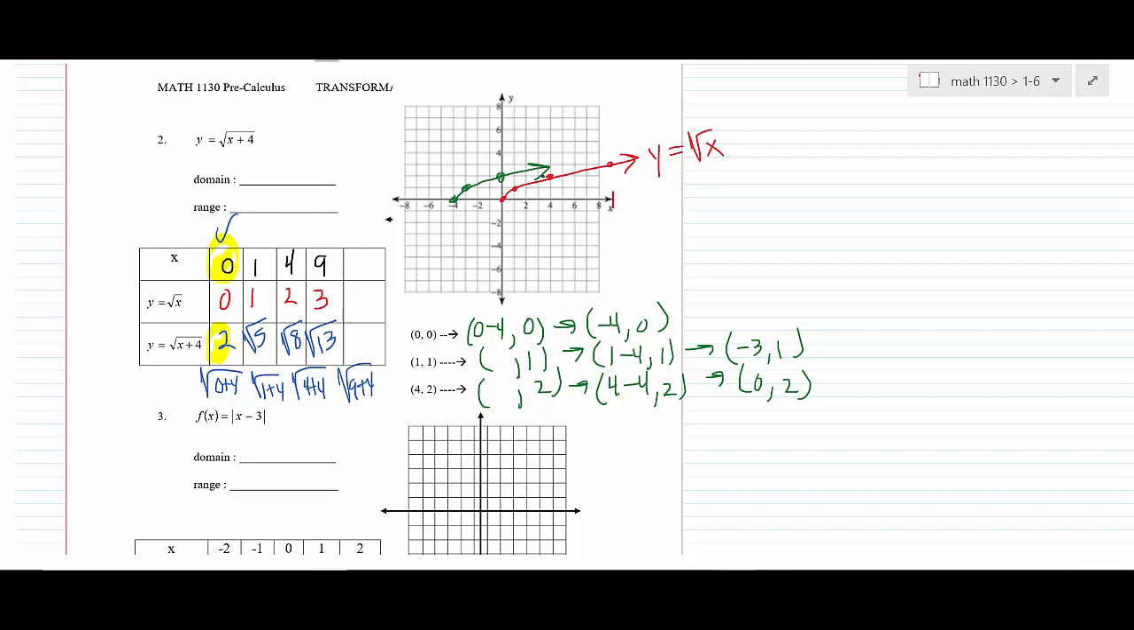Okay, and what I'm suggesting you do once you learn that that switches everything 4, then really all you do with your points is you leave the y's alone, and those things go to the left 4.